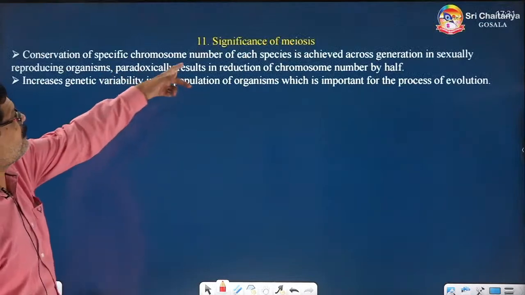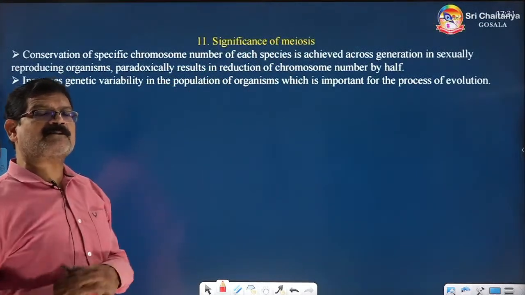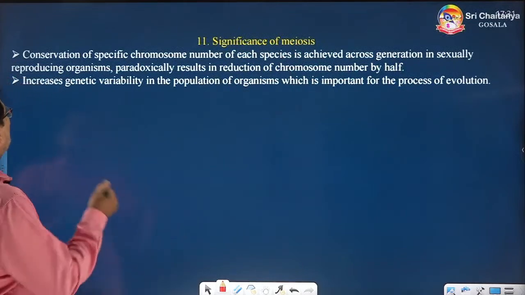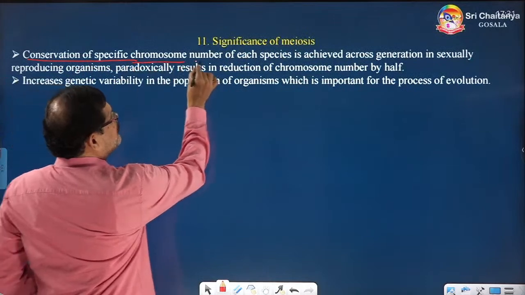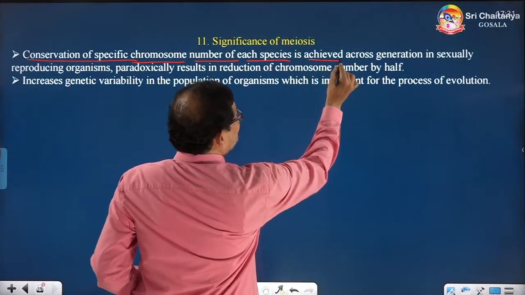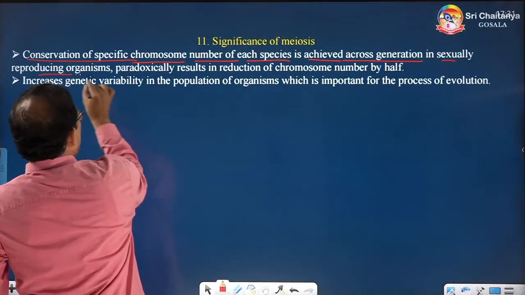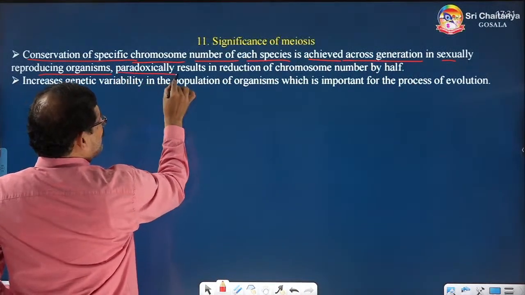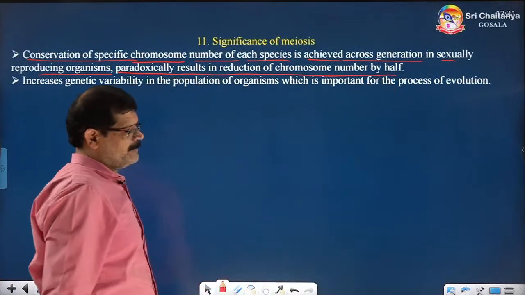Next, after telophase, what are the significances of meiosis? What are the importance or significances of meiosis? That we are going to see. Conservation of a specific chromosomal number of each species is achieved across generations in sexually reproducing organisms, paradoxically resulting in the reduction of the chromosomal number by half.